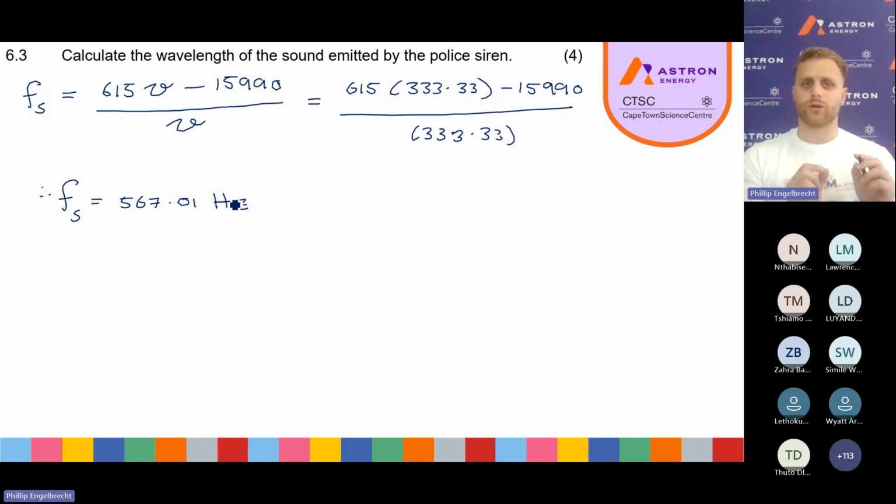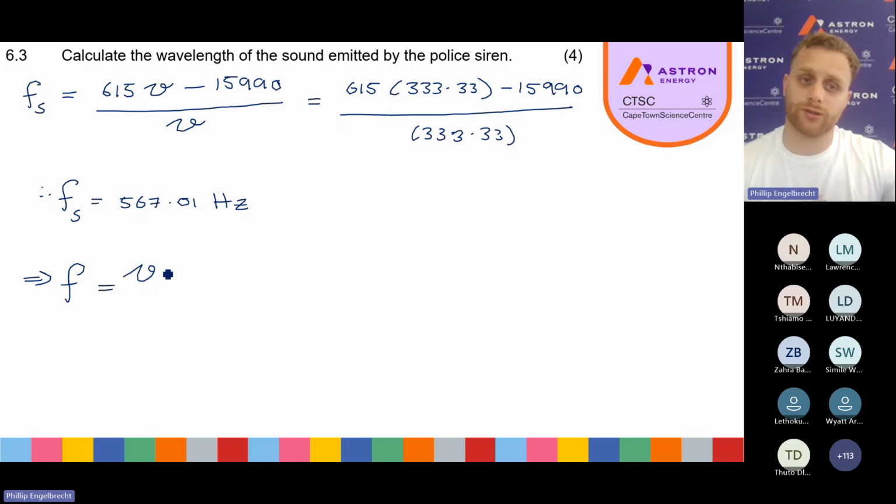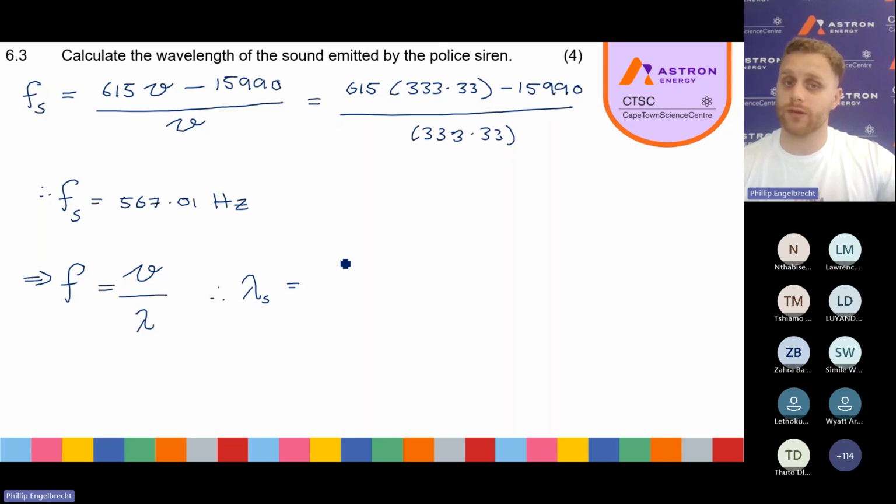Have I finished the question? No. What is the question asking? I need to know the size of the waves produced by my sound. So I know that the frequency of the wave is equal to the velocity at which the wave travels divided by lambda, or the wavelength. So the wavelength of my source is, if you rearrange this equation, simply the frequency of my source divided by the, oops, whoa.